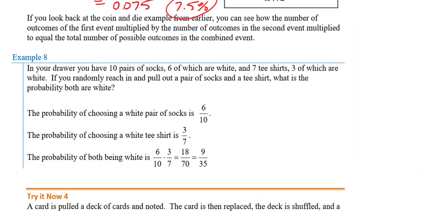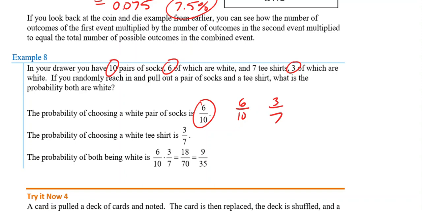So it says, in your drawer you have 10 pairs of socks, 6 of which are white, and 7 t-shirts, 3 of which are white. If you randomly reach in and pull out a pair of socks and a t-shirt, what is the probability that both are white? Okay, so the probability of choosing a white pair of socks is 6 out of 10, right? There were 6 white ones in there, 10 in total, so the probability of that is 6 out of 10. The probability of choosing a white t-shirt is, well, you got 3 that are white of the 7, so that's 3 of the 7.